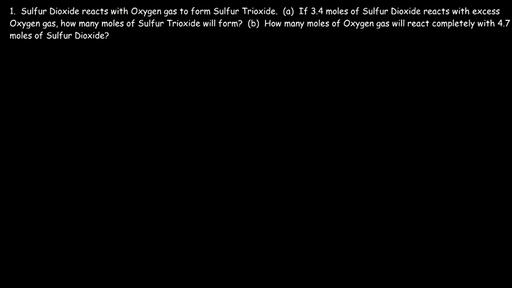Number 1, sulfur dioxide reacts with oxygen gas to form sulfur trioxide. If 3.4 moles of sulfur dioxide reacts with excess oxygen gas, how many moles of sulfur trioxide will form? The first thing that we need to do is write a balanced chemical equation. Sulfur dioxide is SO2. Oxygen is diatomic, it's O2. And sulfur trioxide is SO3. So now we need to balance it.